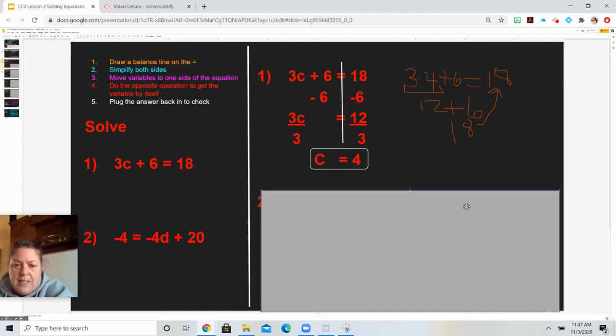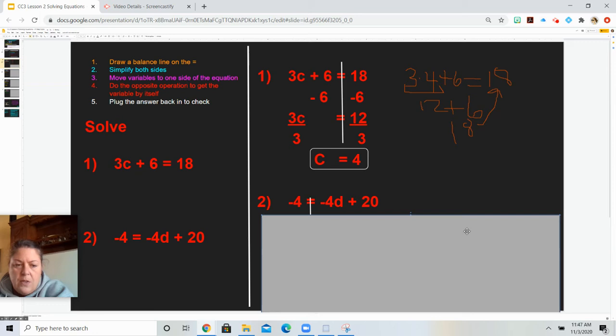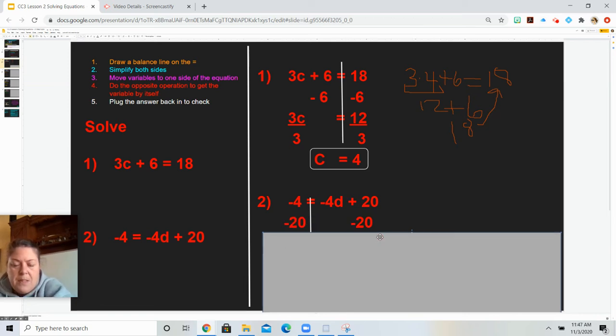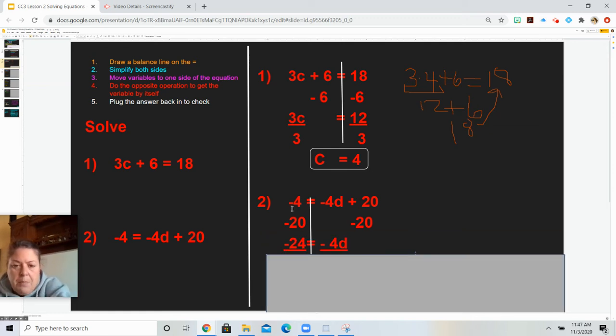So we're going to move on to that second example of -4 equals -4d plus 20. As I'm looking at example 2, the only difference is that the variable is on the right-hand side. Otherwise, we're going to solve this equation exactly the same as we just did the first one. There's nothing to simplify. The variable is on the right-hand side by itself. So I need to get rid of that plus 20, and the inverse or opposite operation of plus 20 is subtraction. Then I'm going to plug -4 minus 20 into my calculator and get -24.